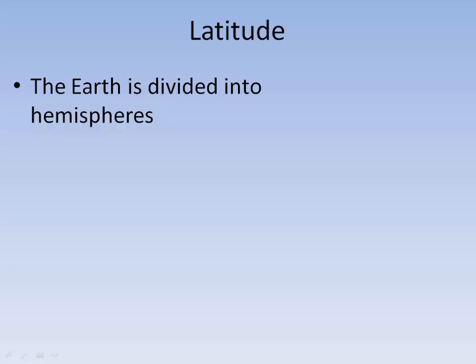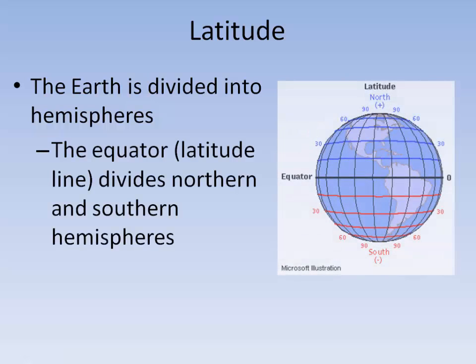The Earth is divided into northern and southern hemispheres by the equator. So if we go north from the equator, this is the northern hemisphere. If we go south, it's the southern hemisphere.